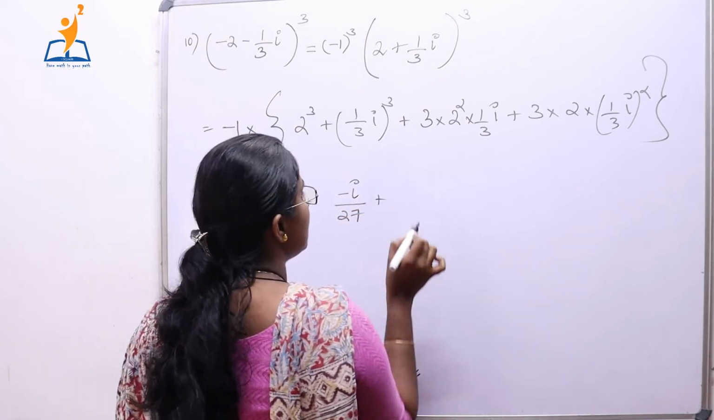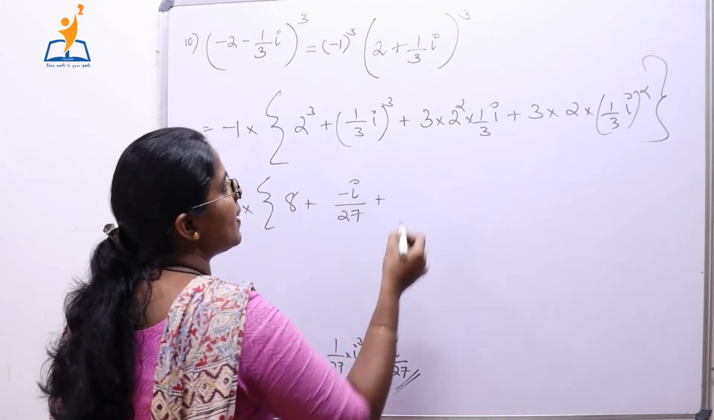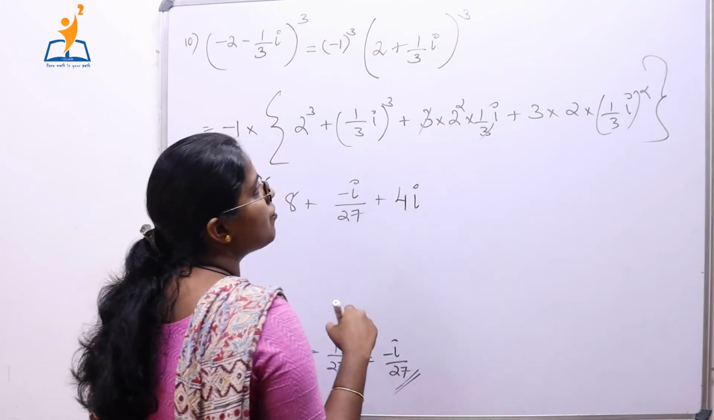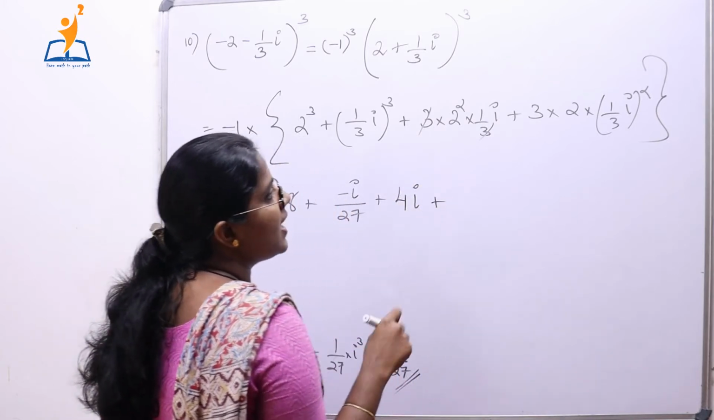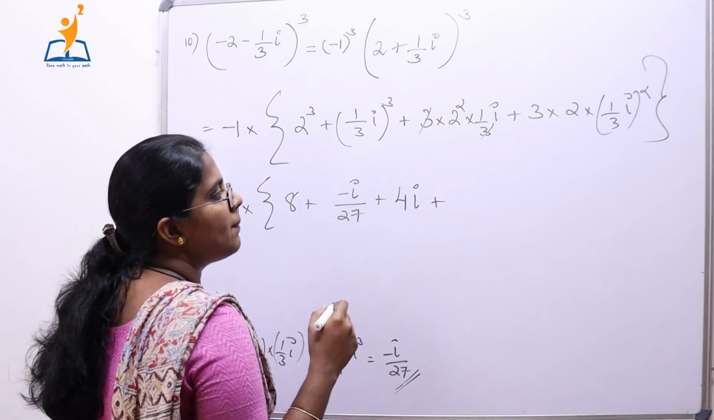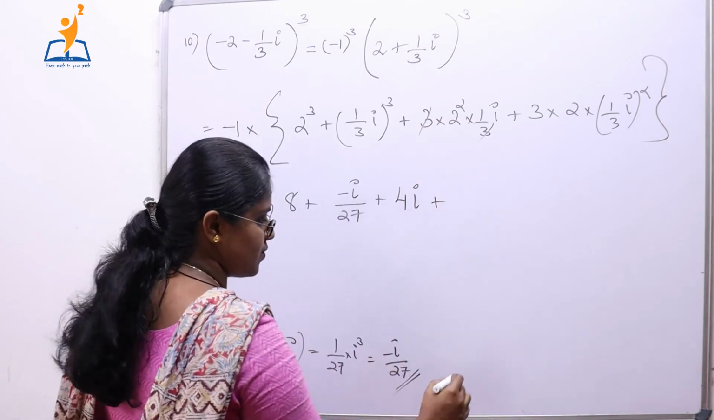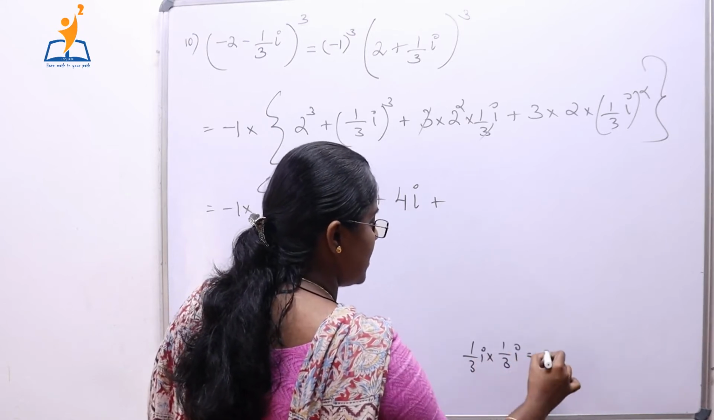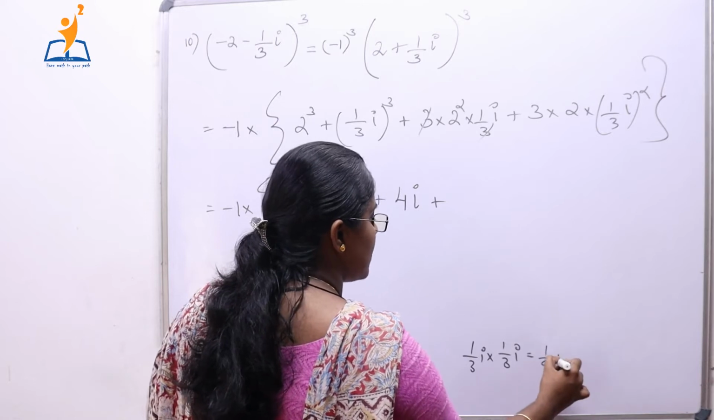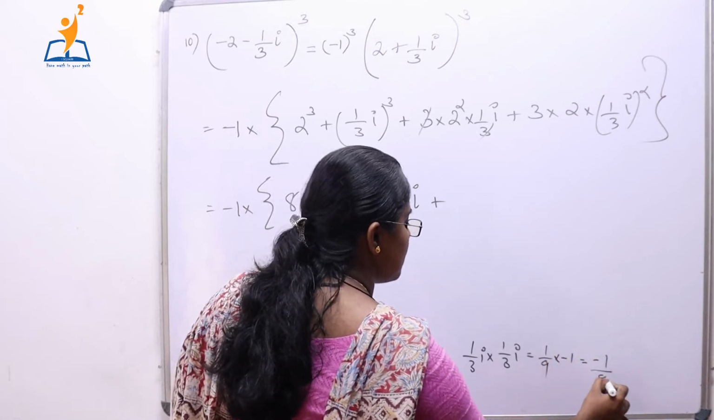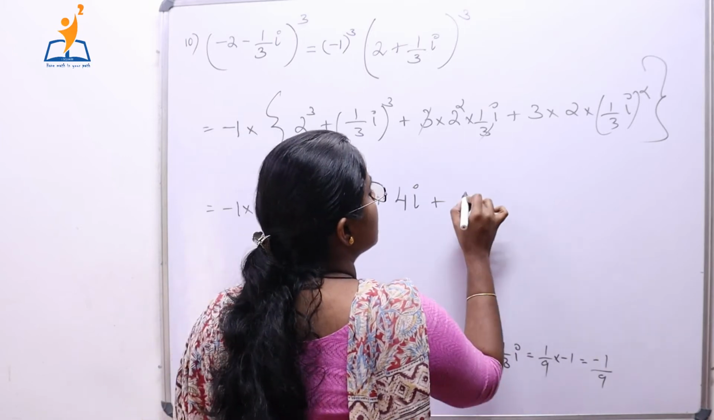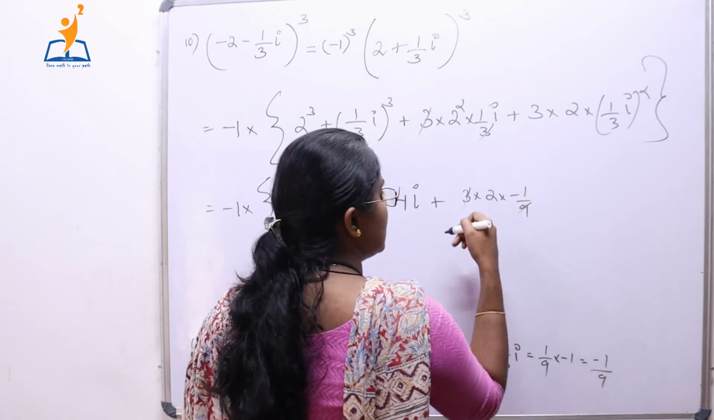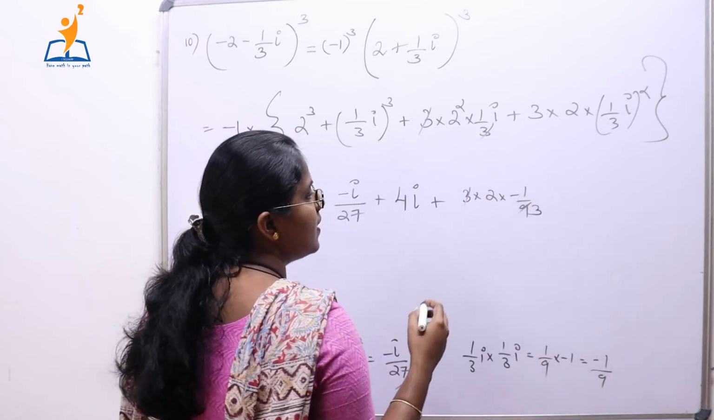Now plus 3 into 2 square into 1 by 3i. 3 and 3 get cancelled. 2 square is 4. So it will become 4i plus 3 into 2 into 1 by 3i square. What is 1 by 3i square? 1 by 3i into 1 by 3i. 1 by 3 into 1 by 3 is 1 by 9. i square is minus 1. So it will become minus 1 by 9. So 3 into 2 into minus 1 by 9. 3 and 9 get cancelled, and here it will become 3.